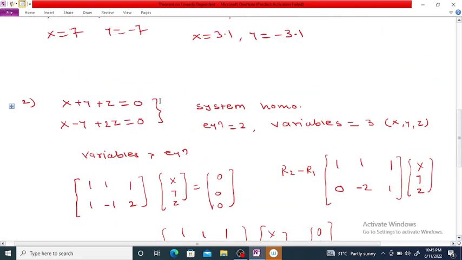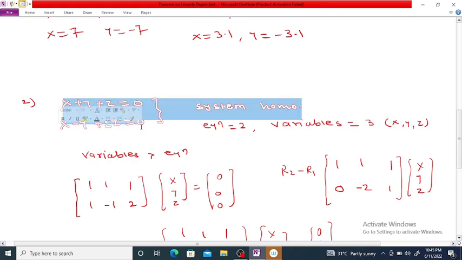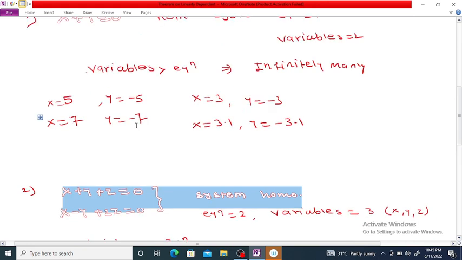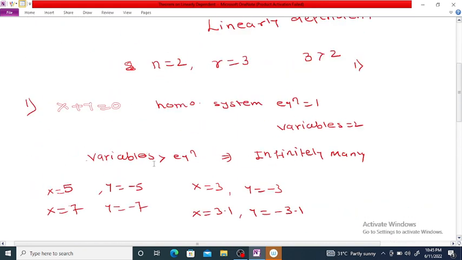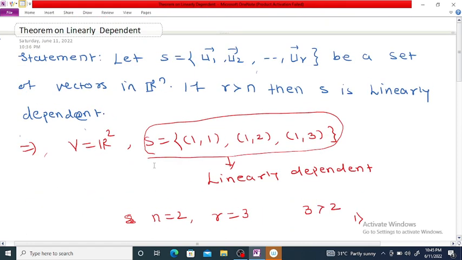Why does it have infinitely many solutions? Because it is given in three variables and two equations, and it is a homogeneous system. In this situation, the system has infinitely many solutions, or there exists a non-zero solution.